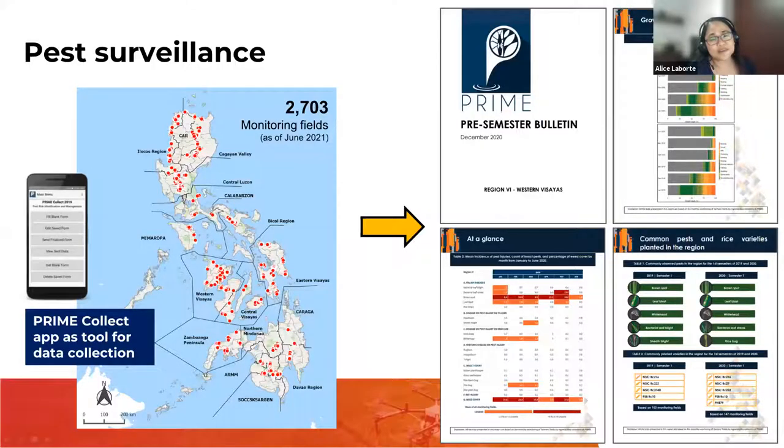So I'll now talk about the Pest Risk Identification and Management, or PRIME, which aims to mitigate crop losses due to pests and diseases. As part of PRIME, we developed a standard protocol for pest surveillance and trained regional partners using this protocol to collect monthly pest data in a total of 2,700 monitoring fields throughout the country. And this is our basis for generating pre-season pest bulletins on the pest situation and advisories to support extension agents.